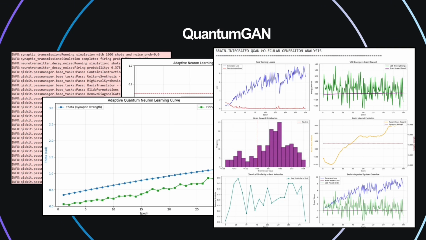The next file implements a quantum GAN, GAN standing for Generative Adversarial Network.